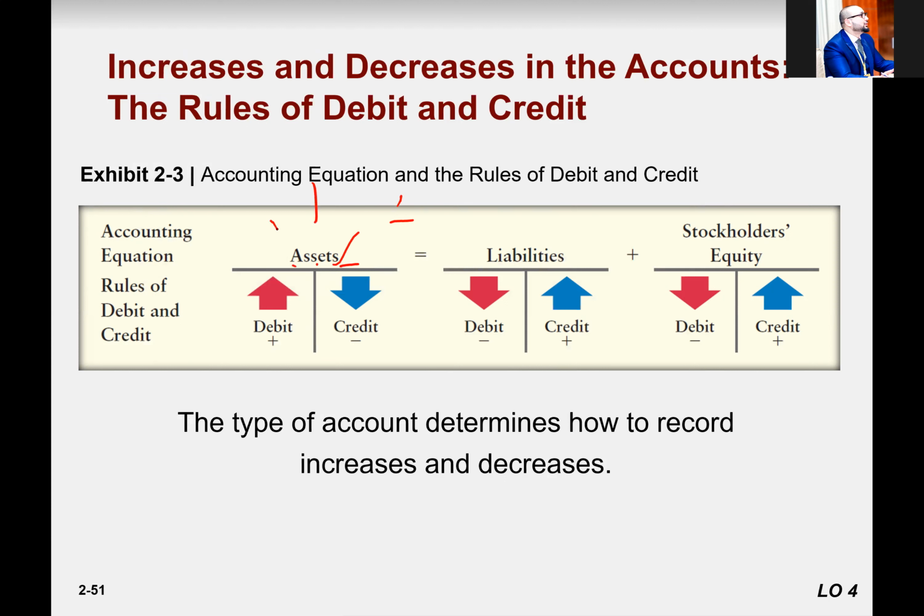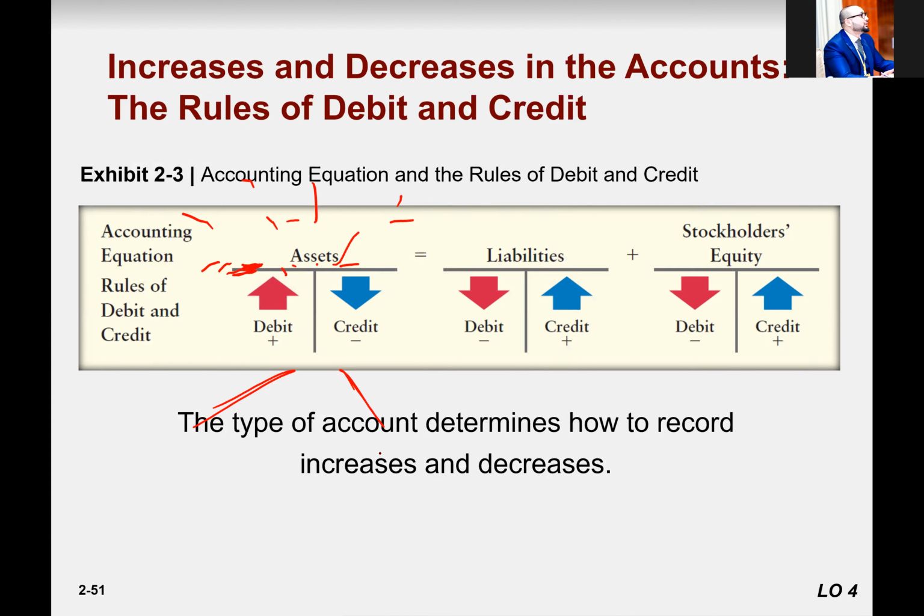We talked about that if assets increase, and we have different categories of assets, right? We talked about current assets, long-term assets. So no matter whether they are current assets or long-term assets, if an asset increases, we write it on the left side of the T account. If an asset decreases, like we pay cash or sell inventories, we write it on the right side.